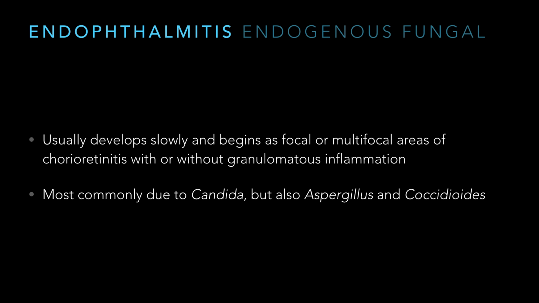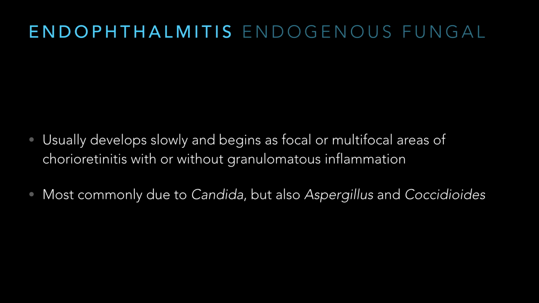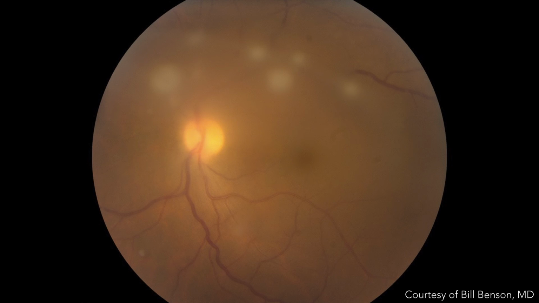All right, so fungal: slow, focal or multifocal. Most commonly, you should know this, Candida, and then Aspergillus is the second most common. Oh, and it also begins as a chorioretinitis, breaks through into the vitreous. You can get iris nodules and rubeosis. So if you see iris nodules and rubeosis, you should think a little bit more towards the fungal causes rather than the bacterial, but that certainly is not exclusive.